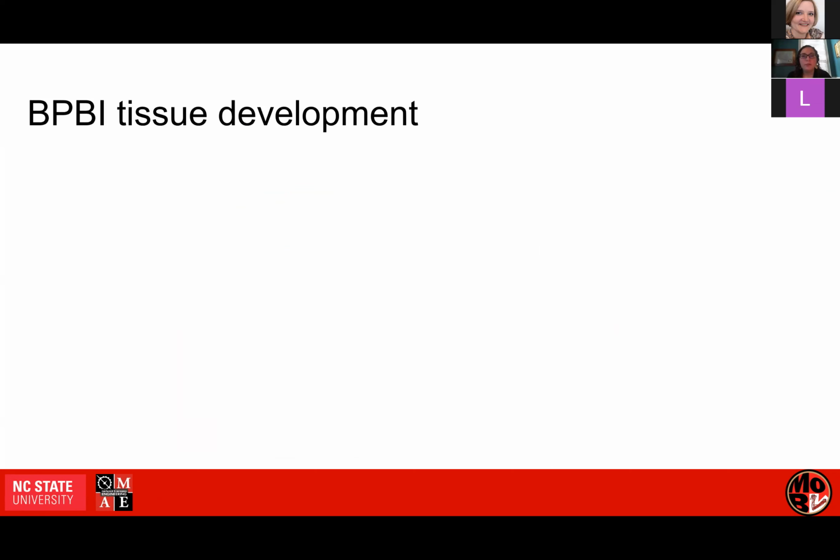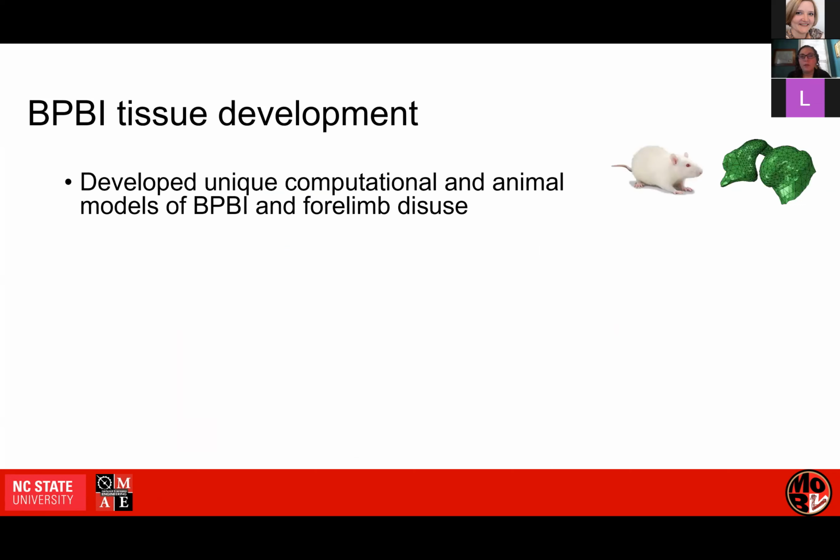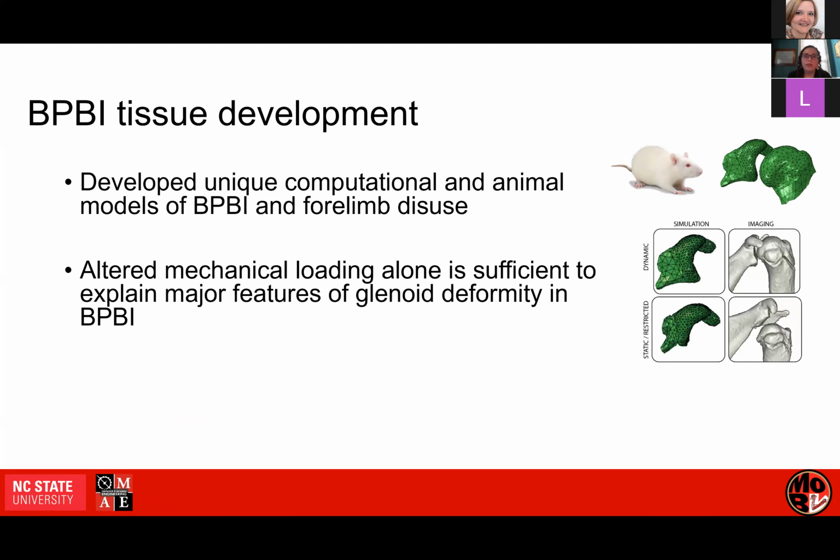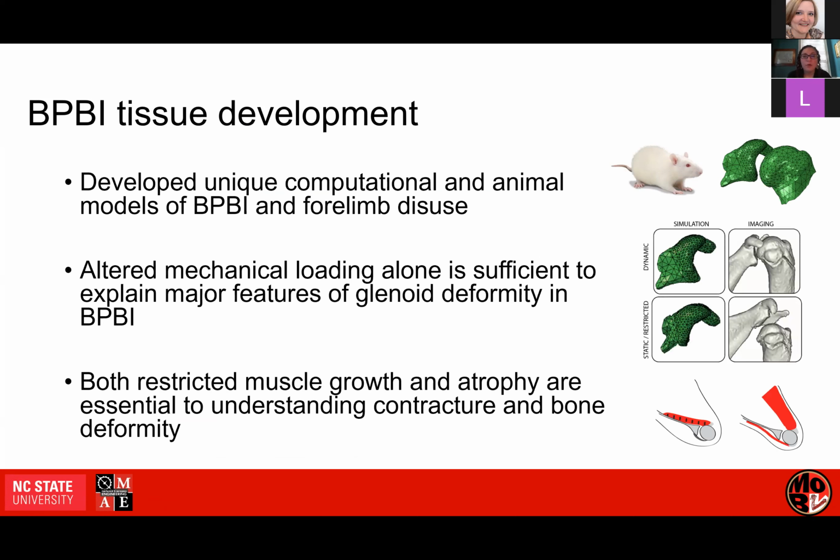So to just wrap up this section, we've developed unique computational and animal models of brachial plexus birth injury and forelimb disuse. We have developed a simulation platform that allows us to show that altered mechanical loading alone is sufficient to explain major features of glenoid deformity in this patient group, and showed that both restricted muscle growth and atrophy are essential to understanding contracture and bone deformity in these patients.